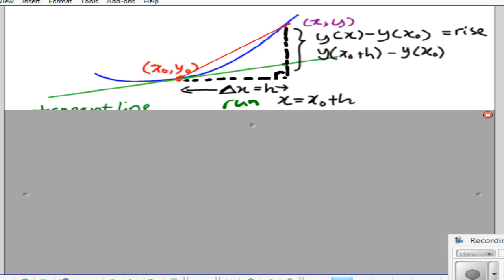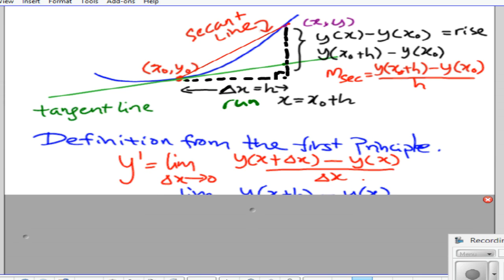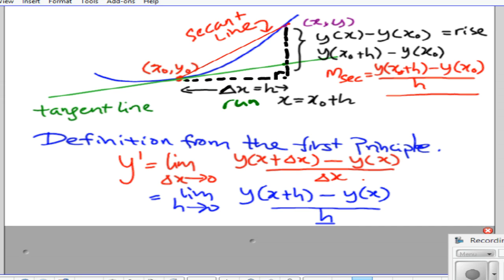So then the gradient of my red line, which is called the secant line, is y of x0 plus h minus y of x0, divided by h. Derivative basically means this: dy dx is the limit of this gradient function as my delta x approaches 0, or you can rewrite it as h approaches 0 if you wish.